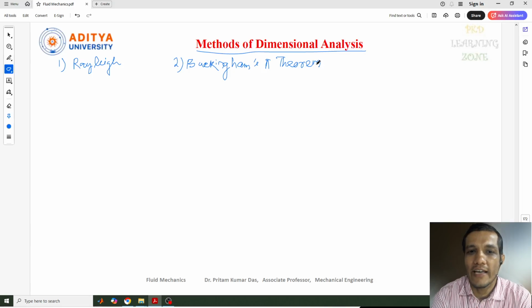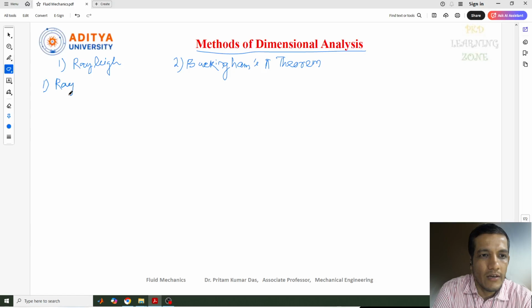So these are the two methods where we can identify the relation between the variables when a physical expression is given or known. Then we can see what variables are involved in that and what the relation between the variables is. So in this lecture, we'll discuss the first one, the Rayleigh method.